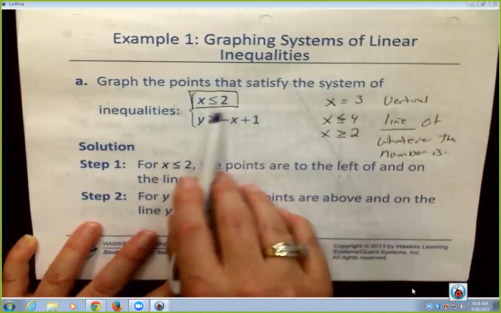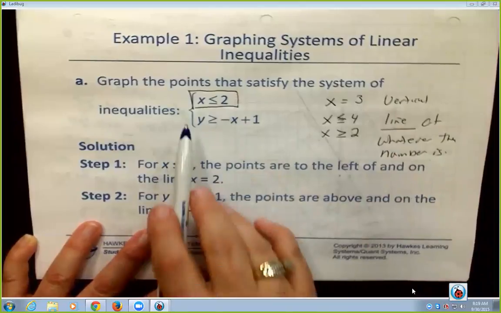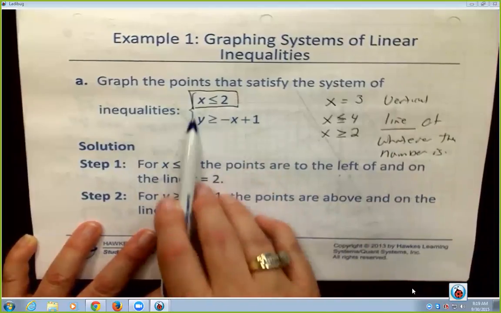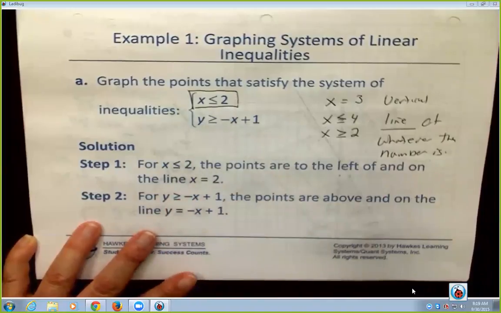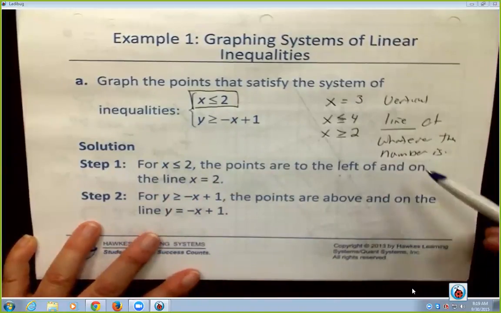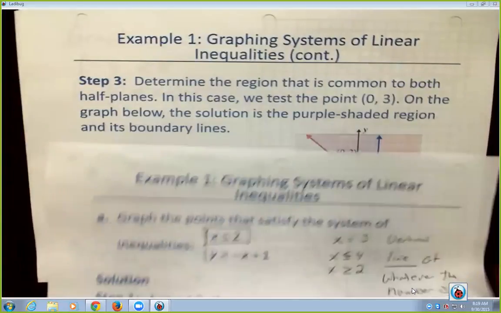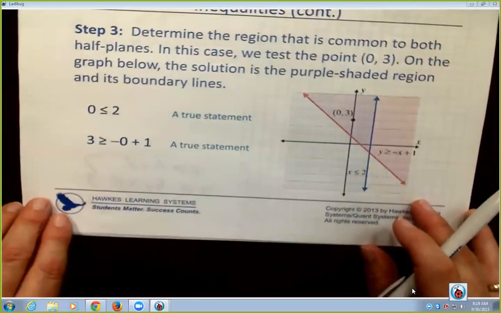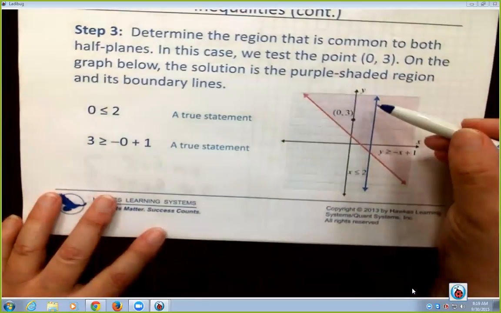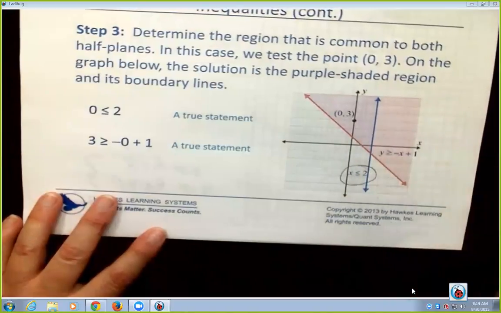So this one that we had in here is a vertical line at 2, so it's going to go straight up and down. This one's slanted because it has a y in it, and it's going to end up being the one that slants. So we end up going through and, of course, graphing these. And the graph that comes out looks like so. So we have a vertical line. This is x less than or equal to 2.